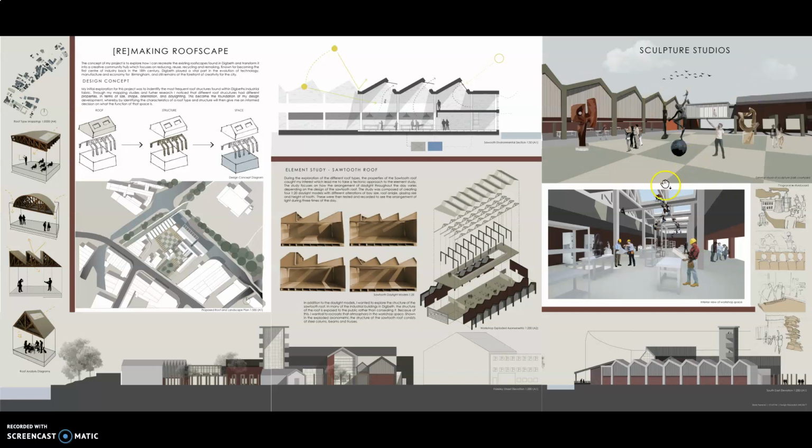So here just shows a couple of visuals. So the top one here is a visual of the sculpture park. You can see the sculptures displayed out onto the courtyard. And I positioned the courtyard next to the workshop, so it has easy accessibility to move sculptures in and out of the spaces.